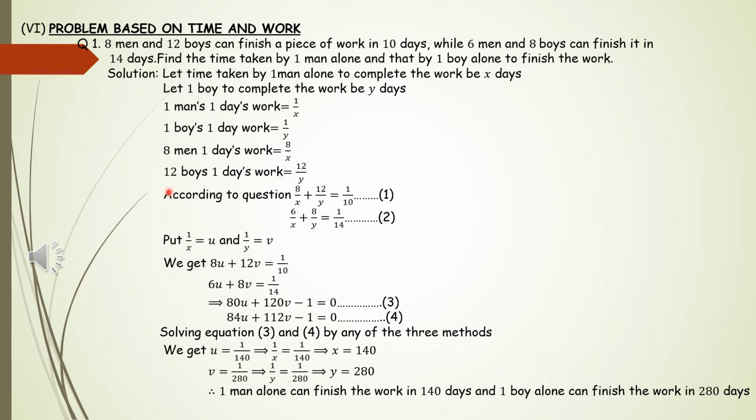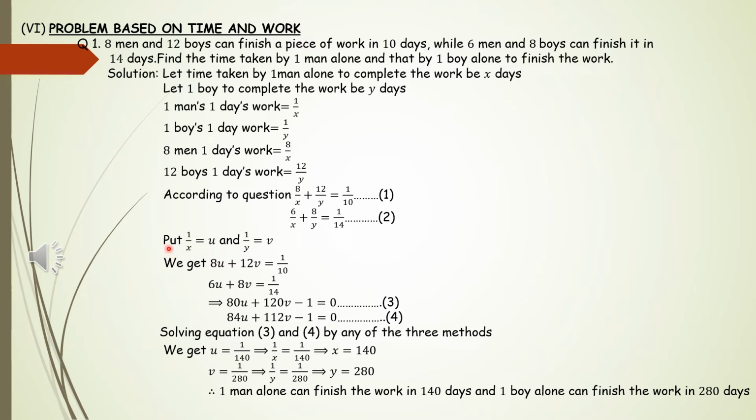Then according to the question, 8 men and 12 boys can finish a piece of work in 10 days. So we can frame the equation like this: 8 by x plus 12 by y is equal to 1 by 10. Equation number 1. Then continue with the question. 6 men and 8 boys can finish it in 14 days. So the equation becomes 6 by x plus 8 by y equal to 1 by 14. Equation number 2. This is not in the general form.